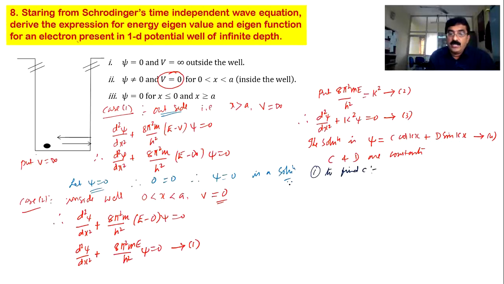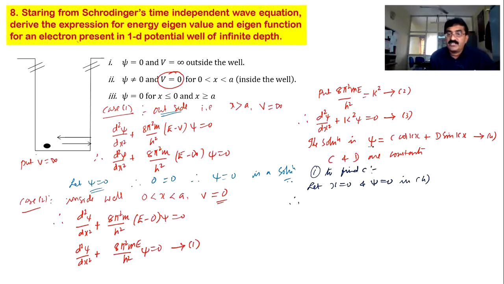I will apply the boundary condition. Let x equal to 0 and psi equal to 0. I told you, right at this wall there is a 0 probability. This is the x equal to 0 wall, and this is the x equal to a wall. Now let me apply the boundary condition to equation number 4.